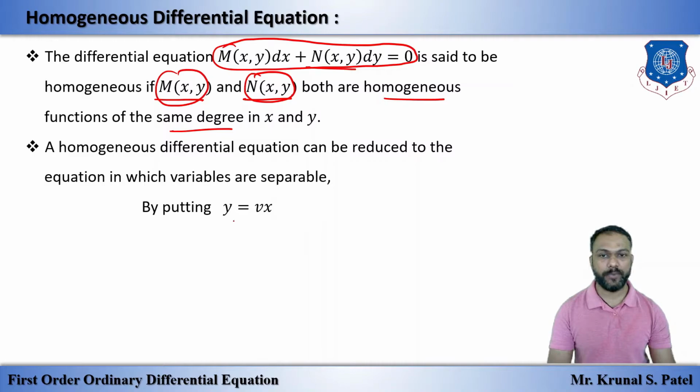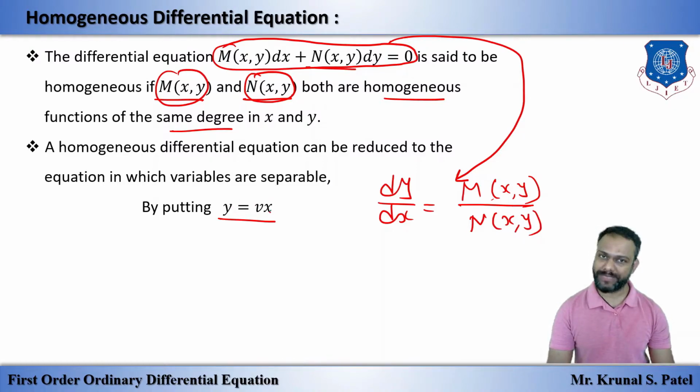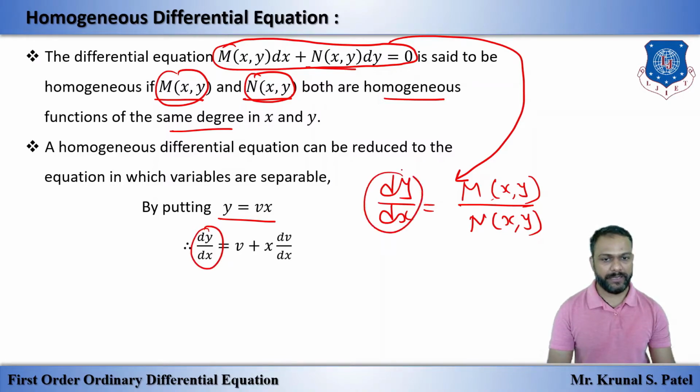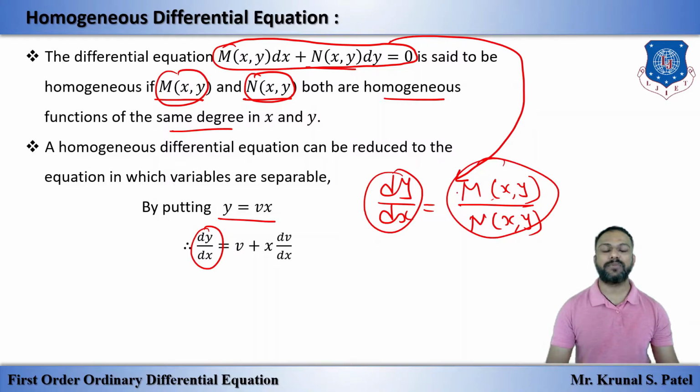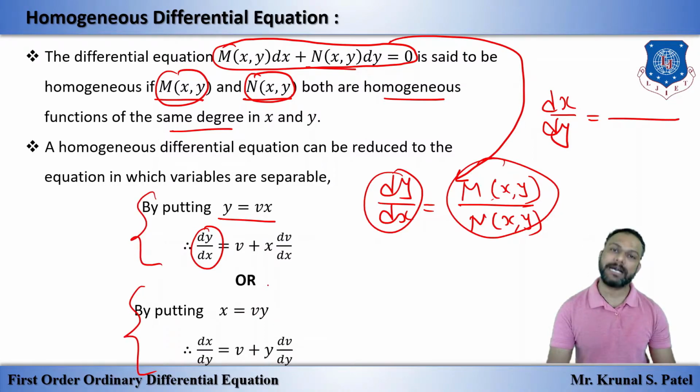For that, we just have to put y is equal to vx. That means if we convert this equation into dy by dx is equal to this form, M of x comma y upon N of x comma y, then we will use y is equal to vx. By differentiating and putting this value here, and putting y is equal to vx in the right hand side, after simplifying we have the same concept as variable separable. If we reduce this equation in this form, dx by dy is equal to something, then we will suppose x is equal to vy. So you can use either of these two, both will give you the same answer. Okay, so let's start with an example so you can understand better.